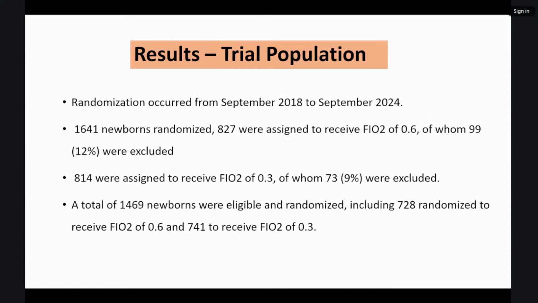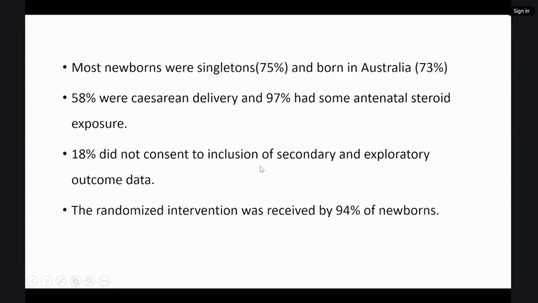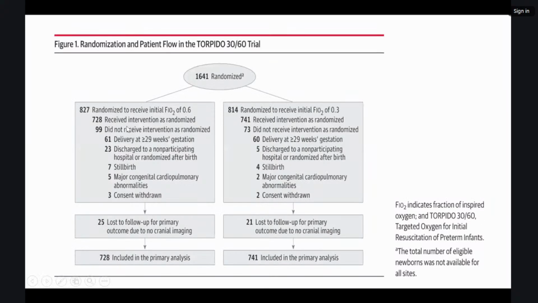So the results. I already told you the randomization occurred from September 2018 to September 2024. 1641 newborns were randomized. 827 were randomized to FiO2 of 60% for resuscitation, and 814 were randomized to receive FiO2 of 30% for resuscitation. 728 received the intervention as randomized in the 60% group. 99 did not receive the intervention. 23 were discharged as a non-participating group. Out of this, 25 were lost to follow-up for the primary outcome due to no cranial imaging. So 728 were included in the primary analysis.